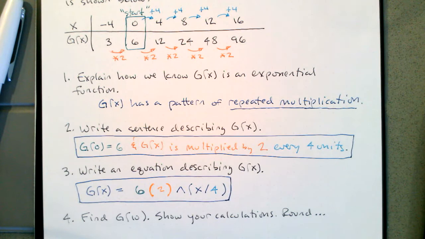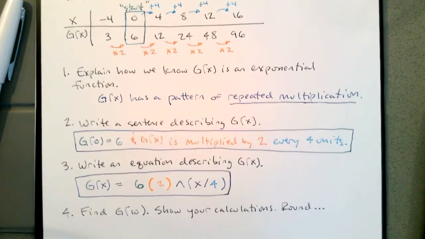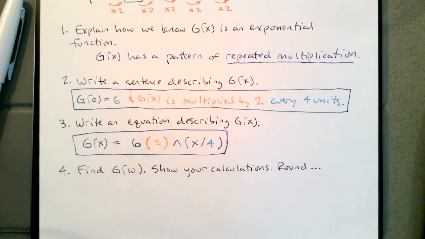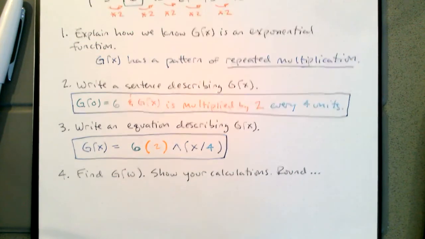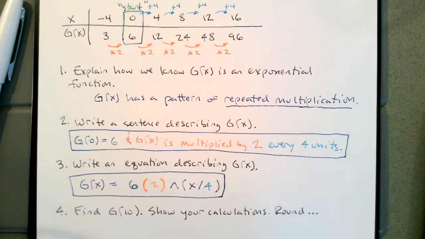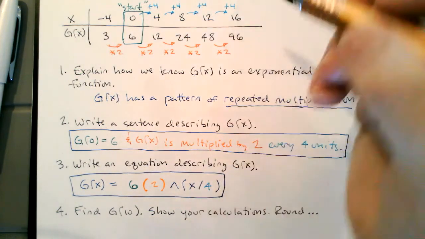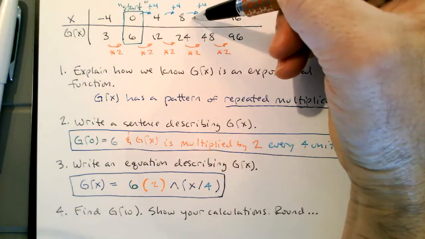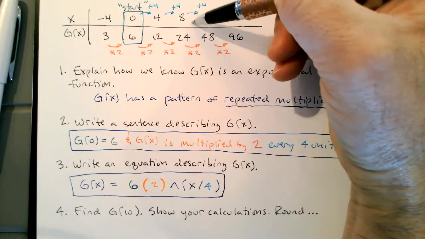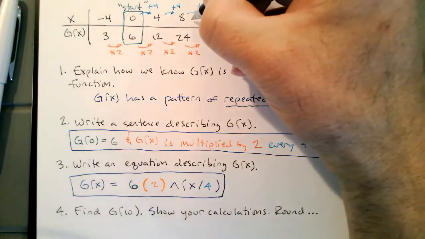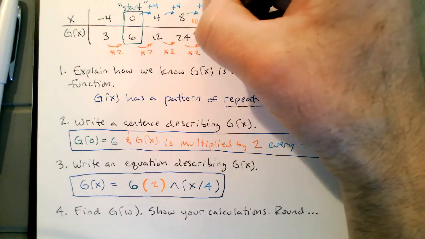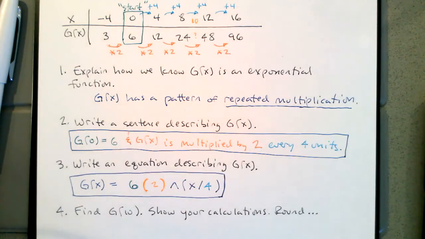I usually say to the nearest tenth or the nearest hundredth. So to find g of 10, first of all, if we look at the table, the 10 is an x. So this 10 is going to go in for an x. If we put a 10 in between, we see the 10 is between 8 and 12. So we should expect g of 10 to be somewhere between 20 and 48.